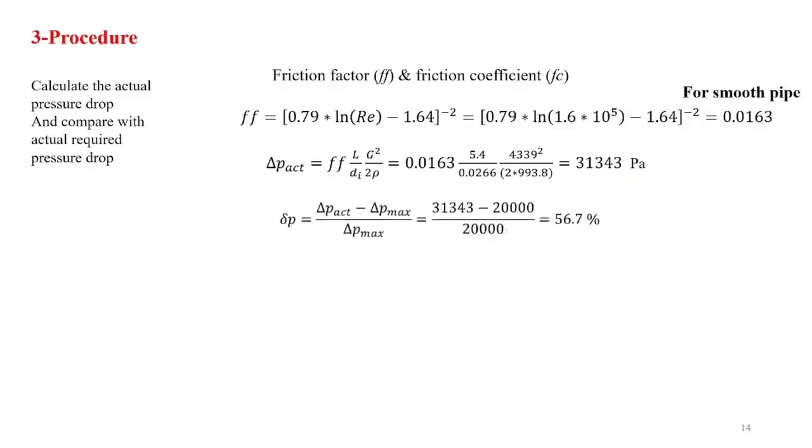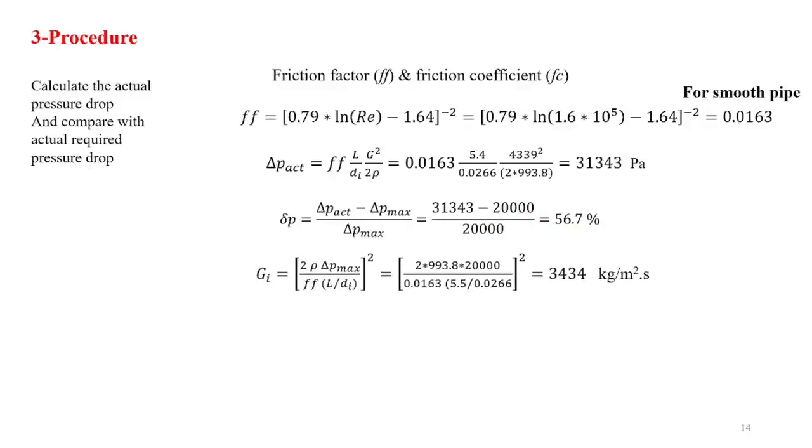the problem. So the percentage error between the two values, we take the actual pressure drop minus the required pressure drop, divided by the required pressure drop, multiplied by 100, so you get 56.7. So the pressure drop is much greater than the allowable pressure drop.